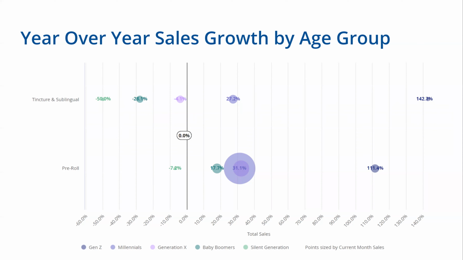There's a horizontal row of data points for both the pre-roll and tincture categories with a dot placed along the X or horizontal axis to indicate the year-over-year sales growth from May 2019 to May of this year for the corresponding age group. The size of each dot shows the total sales to that category from the corresponding age group in May of this year. So you can see that the largest dot is pre-roll millennials sales to pre-rolls.